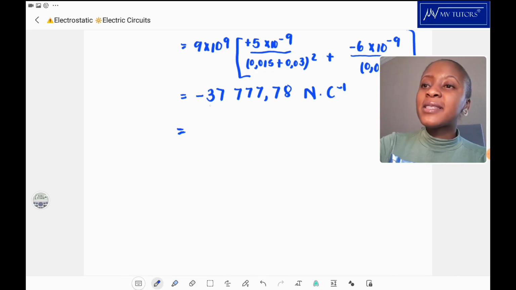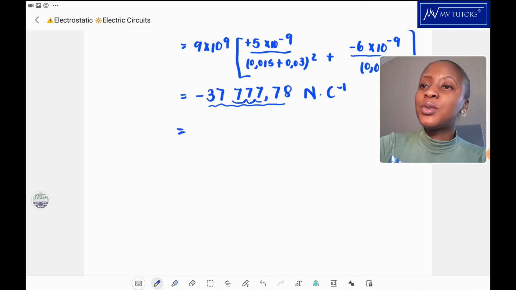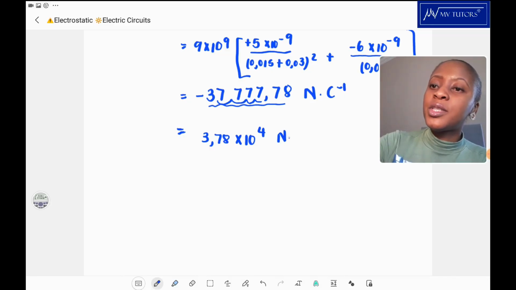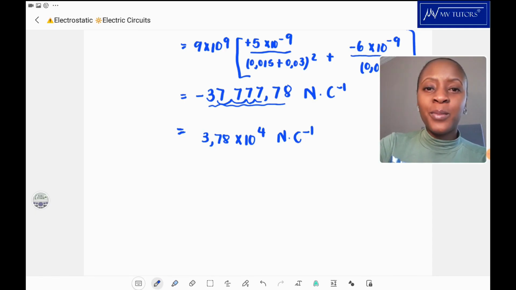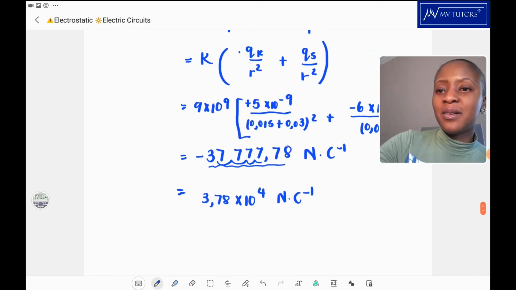I want to write this number using scientific notation. So I'm just going to move the comma this side, 1, 2, 3, 4. My final answer is going to be 3,78 times 10 to the 4 Newton per Coulomb. I'm going to choose away from point P.